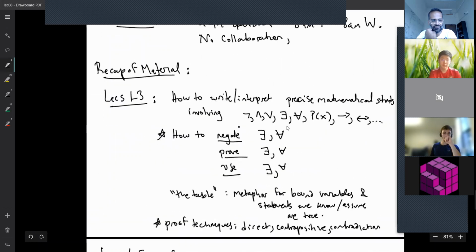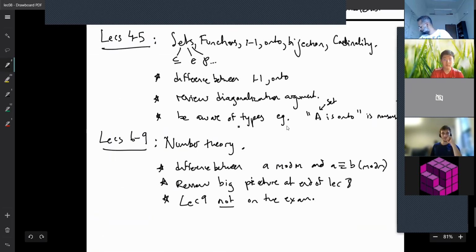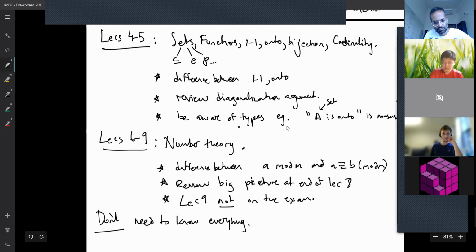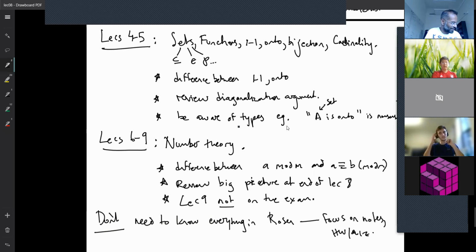Now, in terms of recapping the material, the thing I would really advise you to do: you don't need to know everything in the book. Instead, you want to focus on what's in the lecture notes, and what's covered in the homework and quizzes.